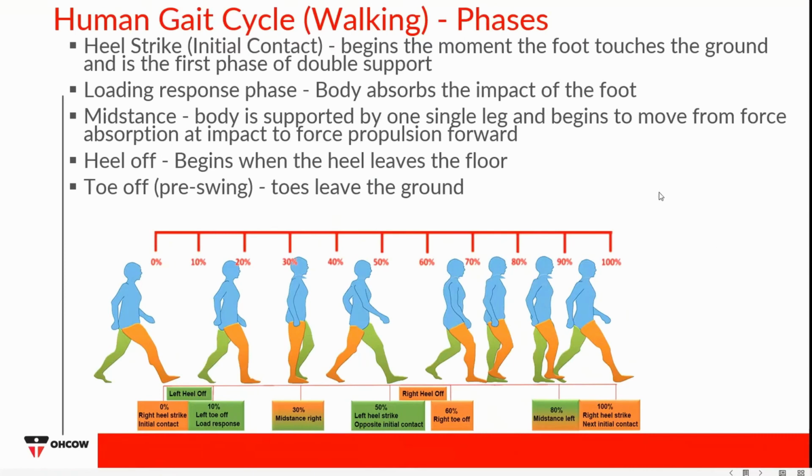So again, in the example, looking at the right leg, at 0%, the heel strikes the ground or has the initial contact phase. At 30%, the right leg is at mid-stance, and at 60%, right toe off. So that ends that single support phase. And then, I said, the left leg works alternately. Once you hit right heel strike again at 100%, the cycle begins once again.